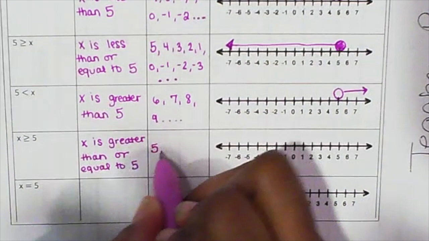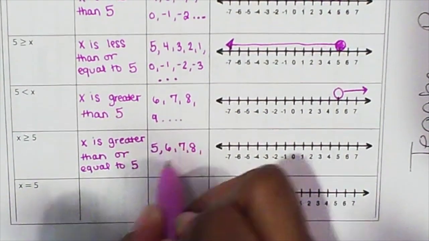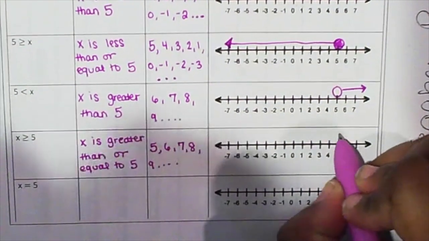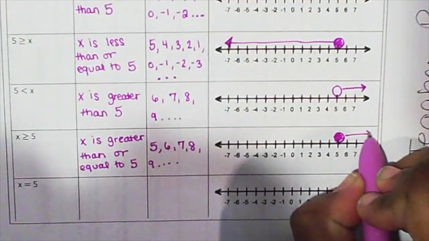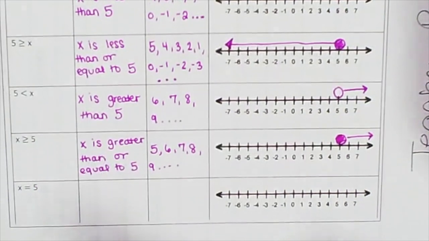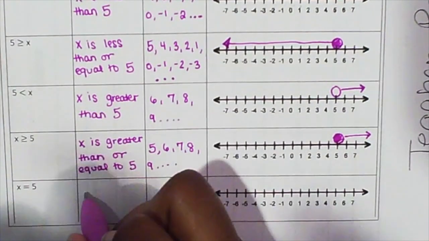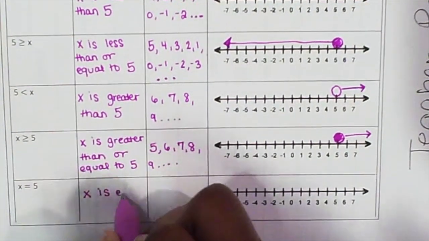So 5, 6, 7, 8, 9, etc. When graphing this, I will have a closed circle on 5. And again, my arrow will go towards the right side. Notice that I'm drawing the arrow above the number line and not on it because I want it to be visibly clear as to what side I'm indicating my solution set is pointing.